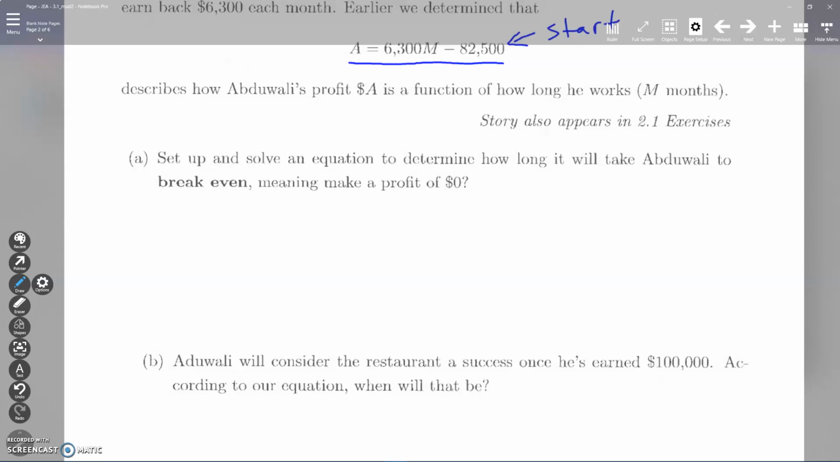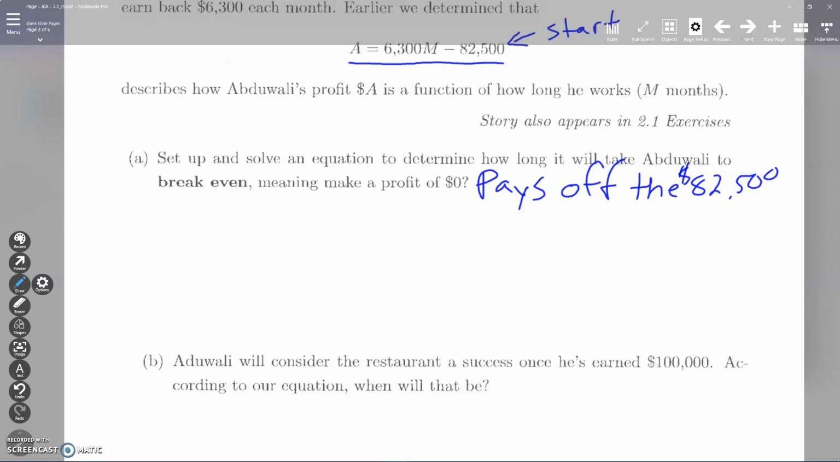Question A here says, set up and solve an equation to determine how long it will take Abdulwali to break even. And that means make a profit of 0. Or in other words, he pays off his startup cost, the $82,500. How long will it take him to pay off that $82,500? Because he won't be making any money until that's paid off. Just like any loan that you might have, you got to pay that off before you start earning, before you start really getting ahead. So we want to know how long that will take.